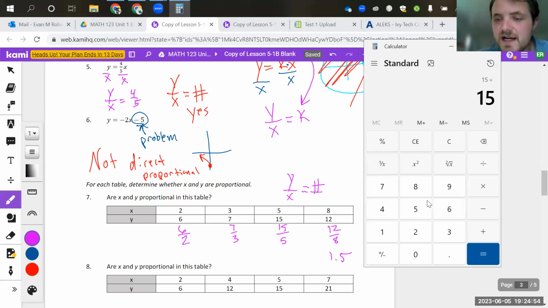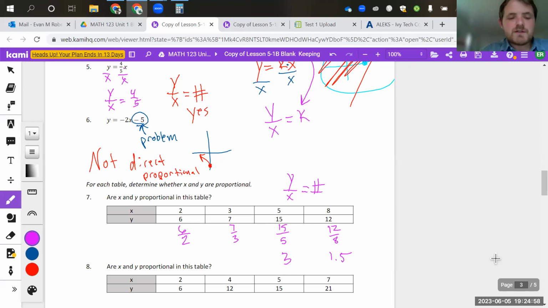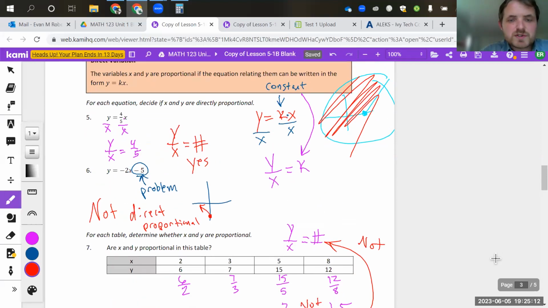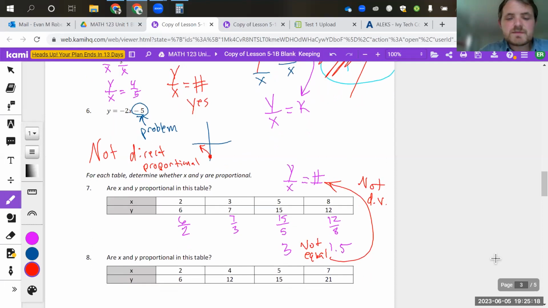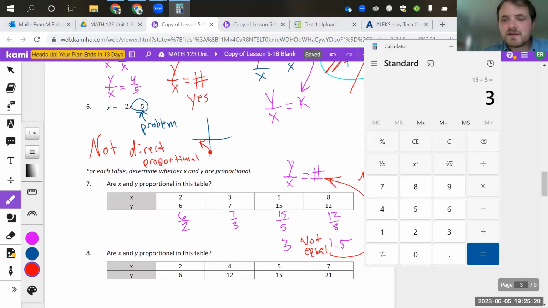15 divided by 5, which is 3. So this is showing already off the bat, since these are not equal, it does not equal just a number every single time. So this is not direct variation or directly proportional. Either way is fine. I'm going to write dv for direct variation. I'll just continue just so we have all the fractions.